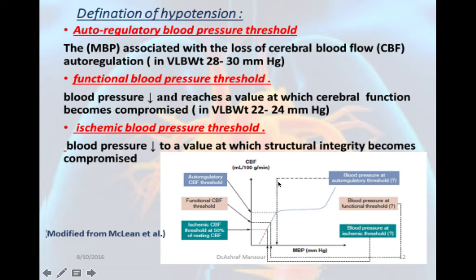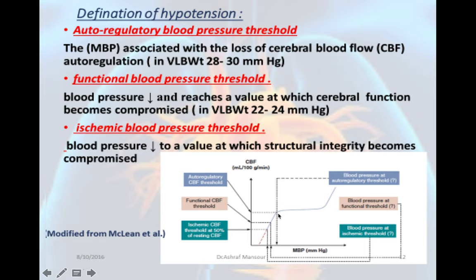So again, as we see, hypotension is not a disease. If you go to the definition of hypotension, theoretically there are three types of definition. The autoregulatory blood pressure threshold is the area of autoregulation under which the regulation of the cerebral blood flow will be affected more. So the mean blood pressure associated with the loss of the cerebral blood flow autoregulation is about 28 to 30 in very low birth weight, and this is roughly.